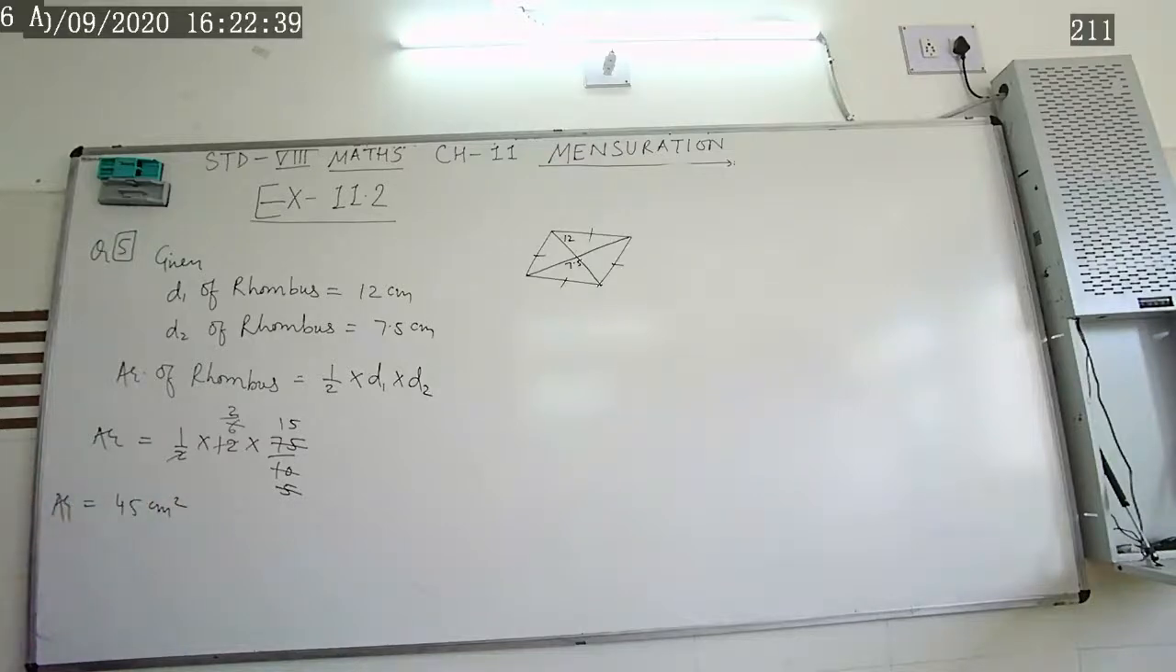This is the area of the rhombus as given here, diagonal 1, diagonal 2. So the area of the rhombus is 1 by 2, product of the diagonals. Clear everybody? So this is the question number 5.